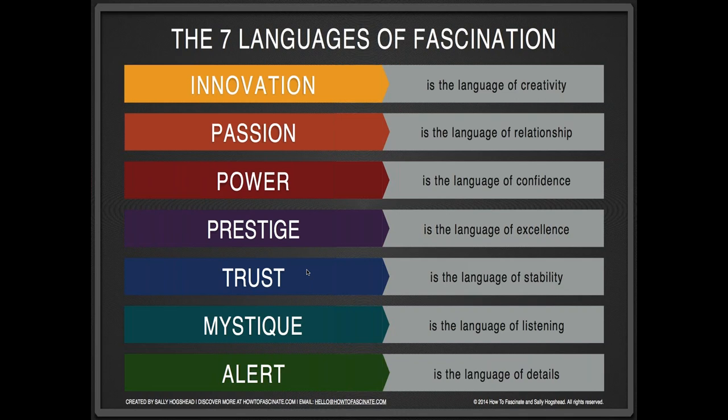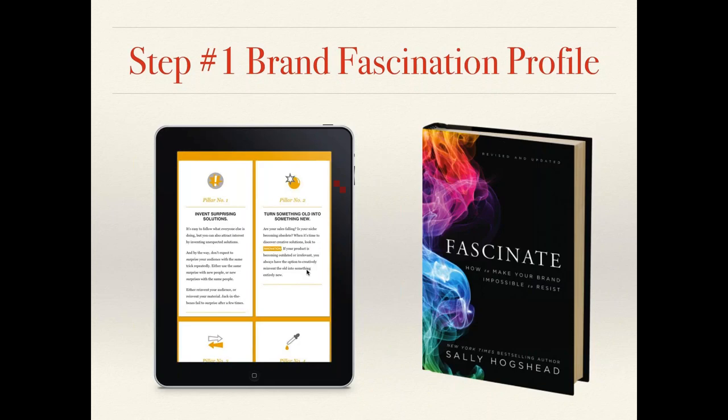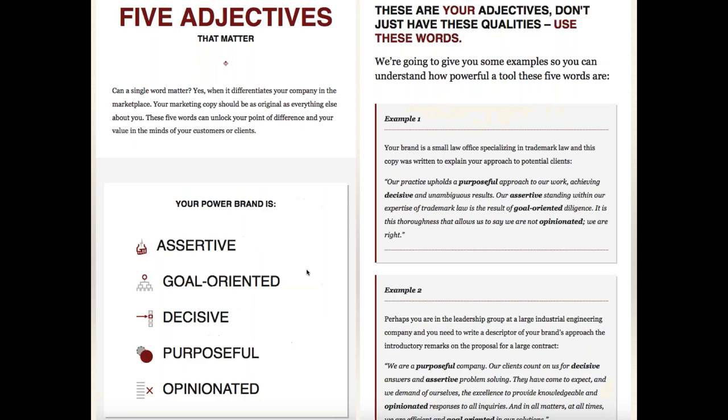No, when you take the test, it will give that idea. So normally when you take the test, it will tell you your five adjectives. So like, for example, if your advantage is power, then it will tell me that your power brand is assertive, goal-oriented, decisive, purposeful, opinionated.